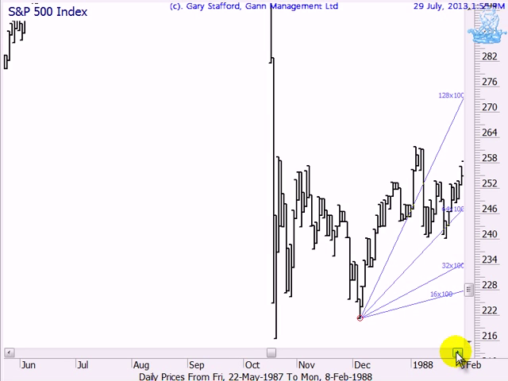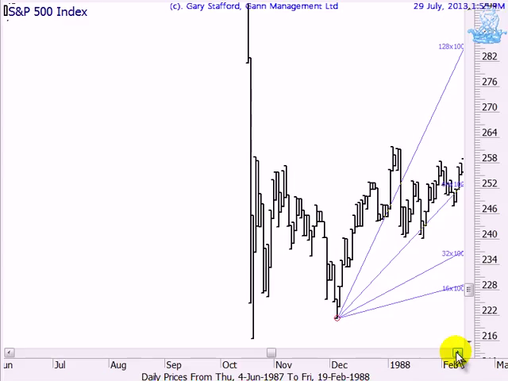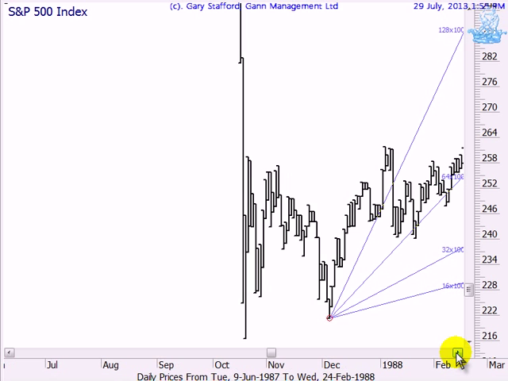Now if we go forward, I should mention by the way that when you calculate the angle based on 45 degrees based on the price scale, the angle will change. So if you took the 87 crash into consideration and did the same calculation that's mentioned on the web page, then all these angles will move completely, which of course is nothing to do with what Gann actually said. So let's see what happens.